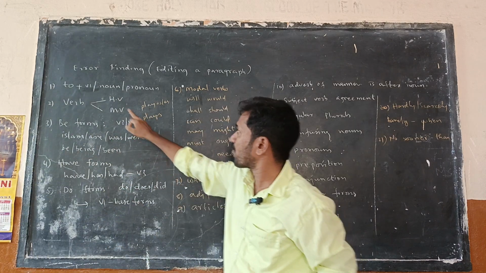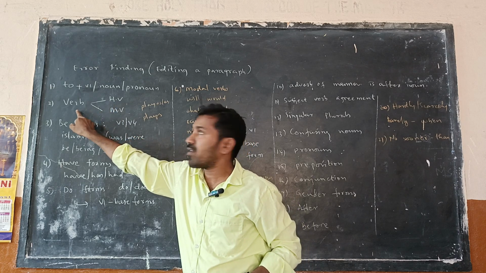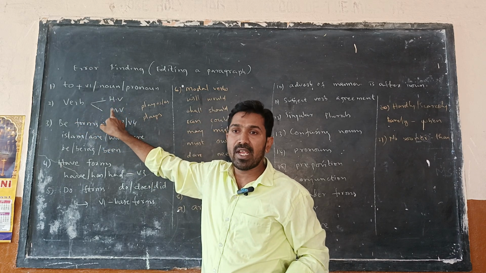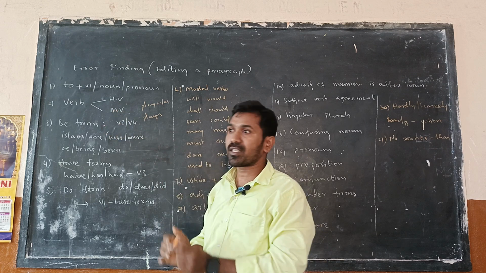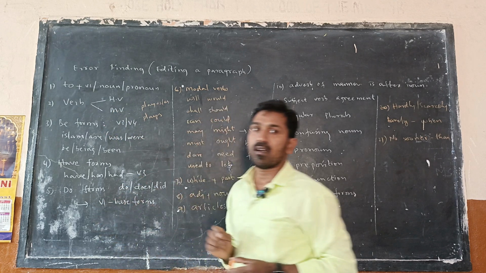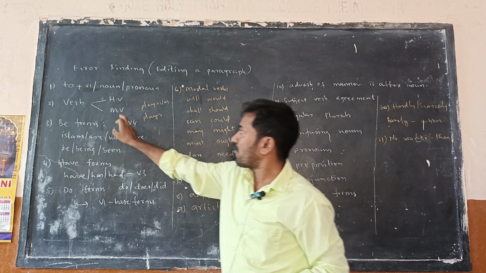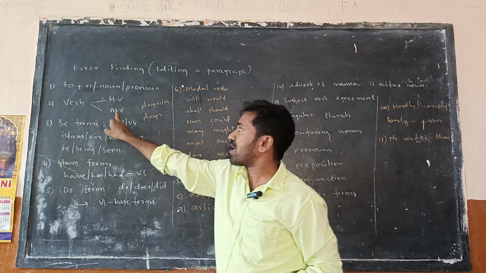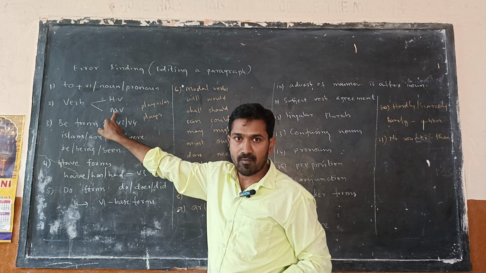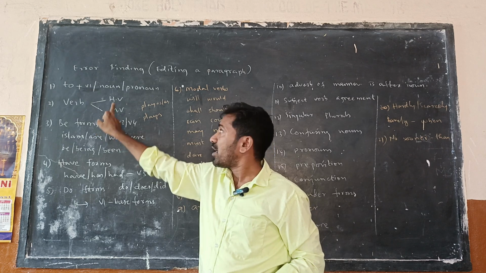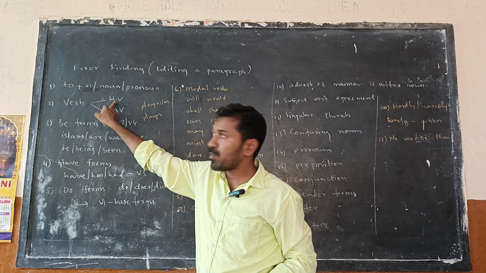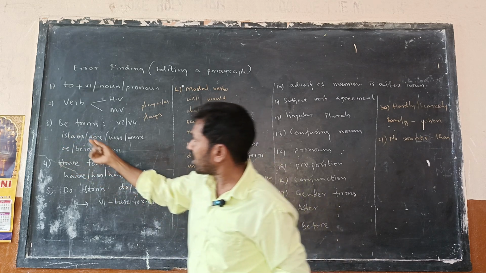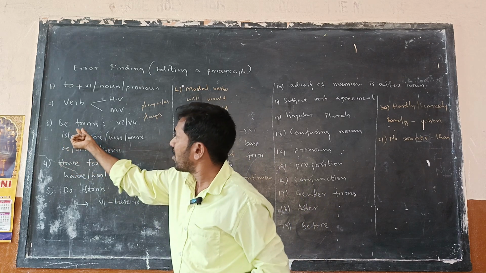Verb mistakes, what type of verb mistakes will be there? Main verb mistakes and helping verb mistakes. For main verb mistakes, we can understand the context of the paragraph and then we can find out whether it is V1 or whether it is V2. We can find out that. And next, helping verb mistakes. Helping verb mistakes also can be understood by the context, but there are some other helping verbs, be forms.